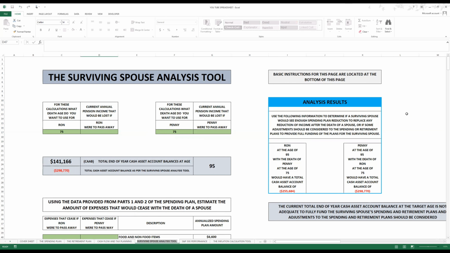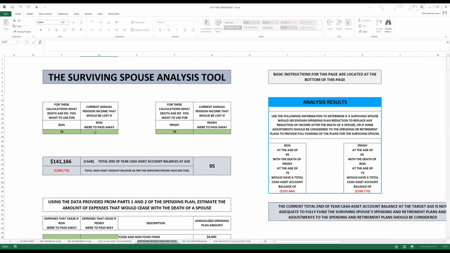Over here on the right is the analysis results. And right now, before we put any numbers in, both of us are going to be in trouble financially if one or the other passes away. We've got big negative numbers. So let's go to work on this thing. What age are we going to calculate the passing? Right now I have 75 plugged in. You can put in any number you want, and you can try it with different numbers.